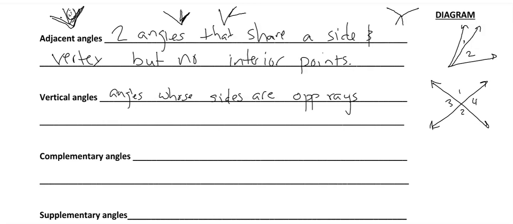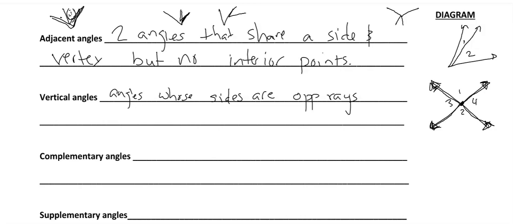Let me explain that. Let's look at 1 and 2. Do you see 1 has a side that is that ray? You see 2's side is an opposite ray? Do you see 1 has this as one of its sides, that ray, and 2 has the opposite ray? It's basically a way of saying when two lines intersect, you end up getting vertical angles. Okay?